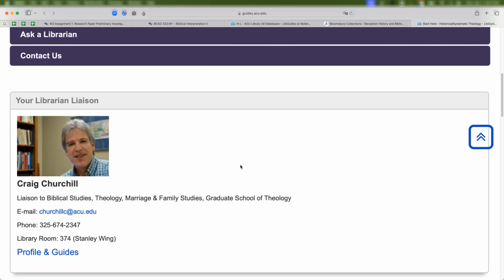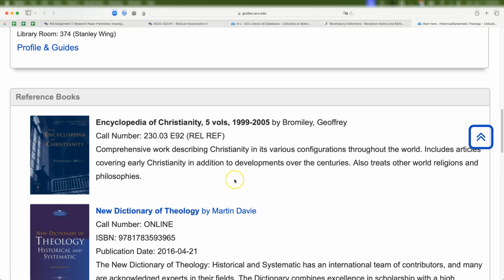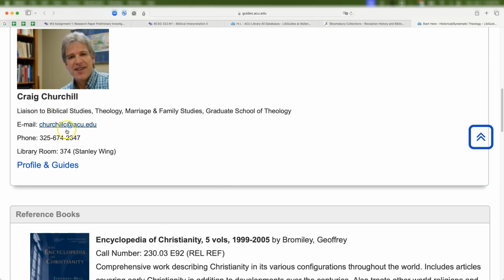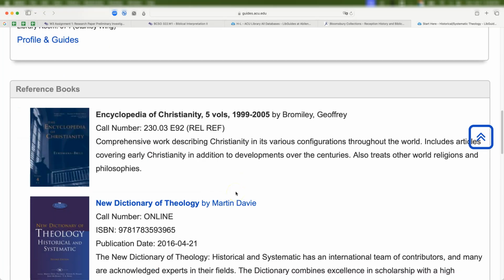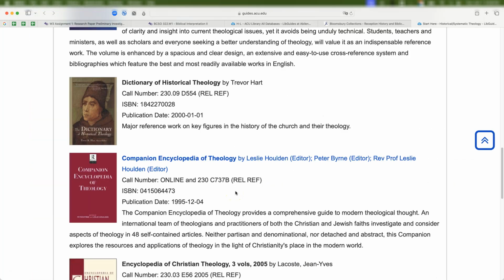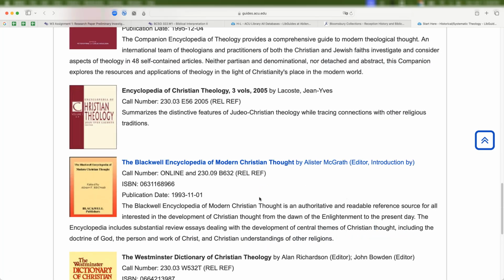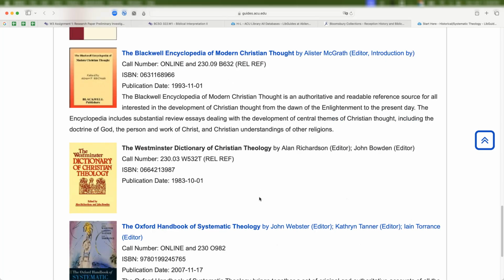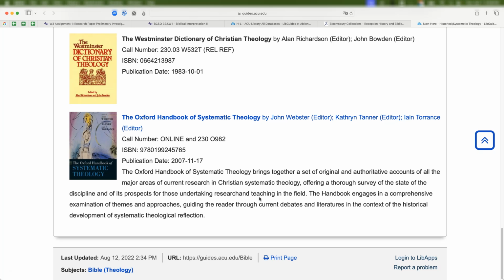We have a library staff person. Craig is specifically the person whose job is to help students on this topic. So if you needed help, you can always write other people in the library, but Craig is the in-house expert, and you can contact them directly via email. But we see here a couple of recommended resources. Oh, Dictionary of Historical Theology, Encyclopedia. So if you're just trying to get an overview, great.